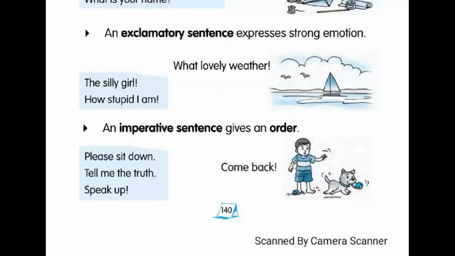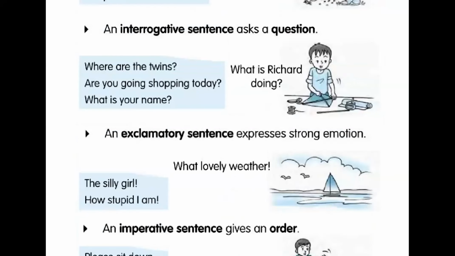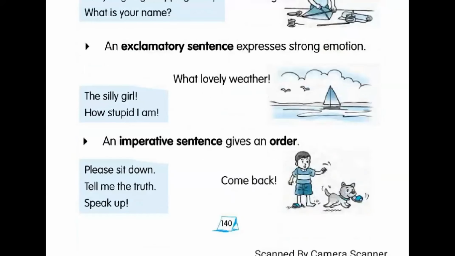Okay, interrogative. From the word itself, we can identify: interrogative means it has come from the word interrogation, like how the police ask questions, right? What crime have you done? Yes, to the criminal or thief, whoever it is, they ask questions, right? It is called interrogation. So in the same way, interrogative sentences ask questions. Exclamatory sentences end with an exclamation mark and they express strong emotions.